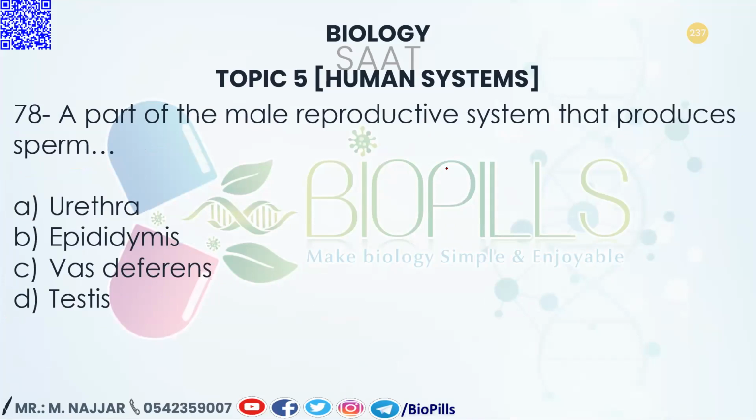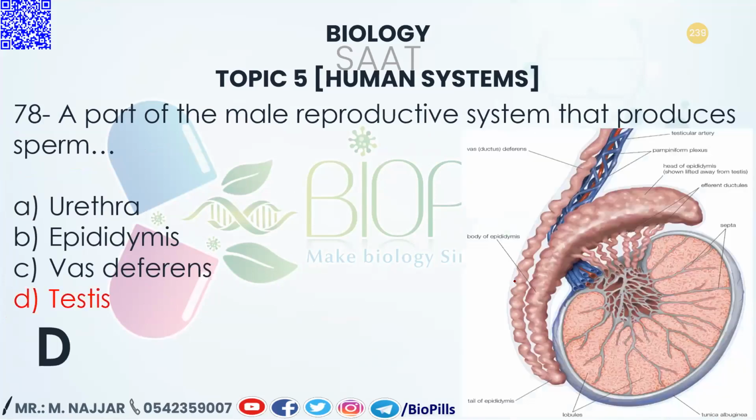78, a part of the male reproductive system that produces sperm. Sperms are being produced by the testes, specifically in the seminiferous tubules inside. Yes, here in the seminiferous tubules. Perfect. By the process that is known as spermatogenesis.